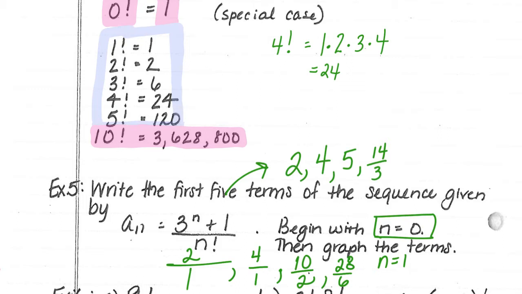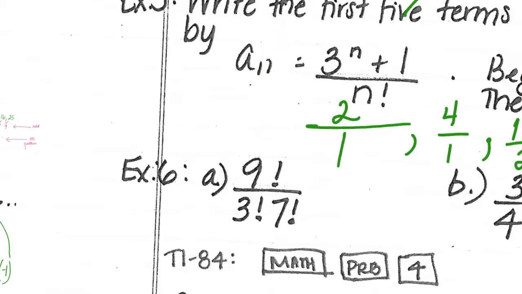All right, now let's go ahead and plug in 4. 3 to the 4th power is 81 plus 1 is 82 all over 4 factorial is 24. It looks like that's going to reduce to be 41 over 12. All right, we are going to look at these right here.